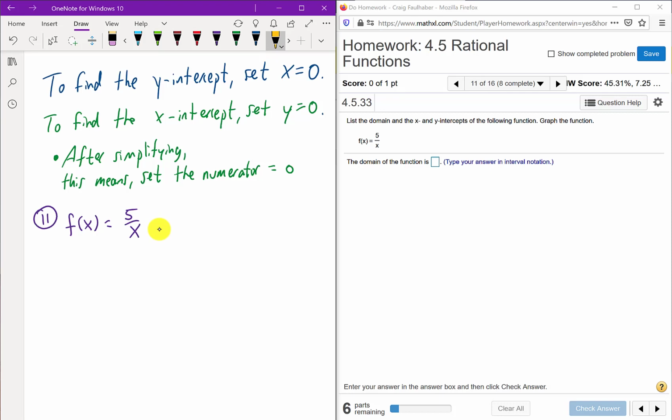Okay, let's do this problem piece by piece. First, they want us to find the domain of this function, and we can do that since this function has a denominator by saying that that denominator cannot equal 0. That is our domain, we just have to write it in interval notation.